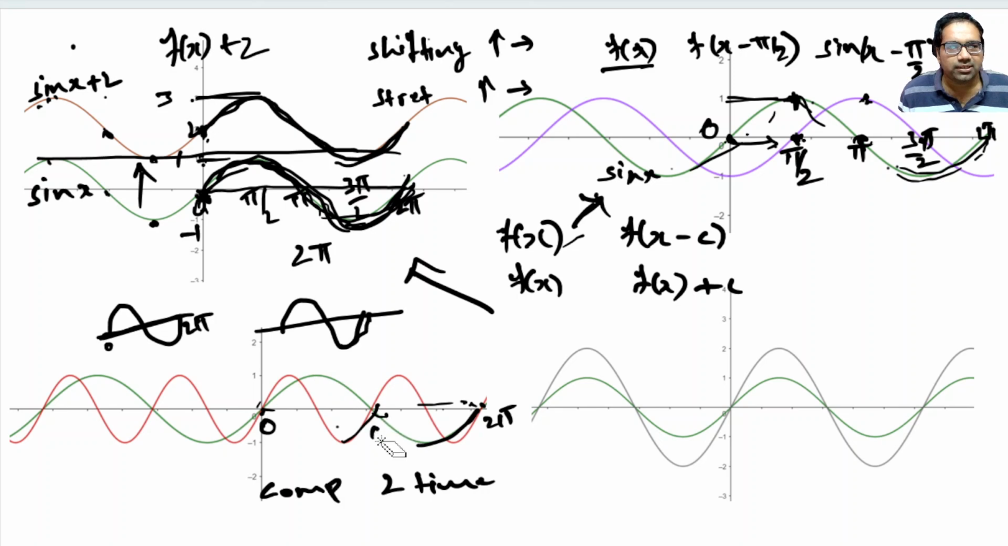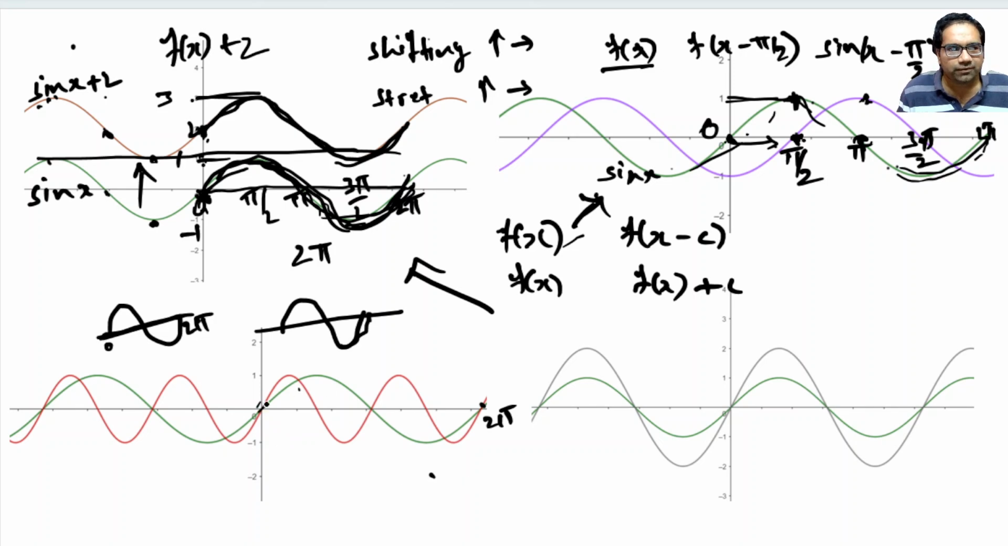If there were 3 complete sets in 0 to 2 pi, that means the graph is compressed 3 times. Okay, if it is something like this, 1, 2, then 3, then it means it is compressed 3 times. Or if it is compressed 4 times, it means there will be 4 sets within the same period. Okay, so what does that mean?